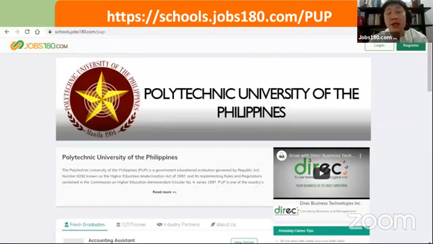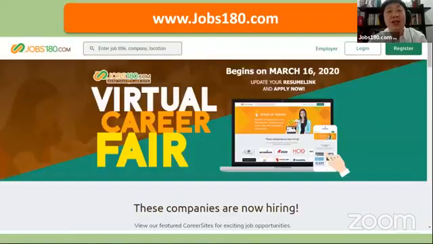schools.jobs180.com/PUP. Okay? From this page, you can see on the right side of the screen, may nakalagay register. Pwede kayo doon mag-click na register para gumawa ng resume link. Now, if ever lang nahabaan kayo sa link, hindi nyo ma-memorize, hindi nyo matandaan, hindi nyo na-screenshot, hindi nyo nasulat, pwede rin kayo pumunta sa website ni jobs180.com. That's www.jobs180.com. Okay? Now, dito kayo mag-register. At syempre, pipiliin yung school, yung alma mater ninyo, which is Polytechnic University of the Philippines. Okay? To be specific, main campus or Santa Mesa campus.